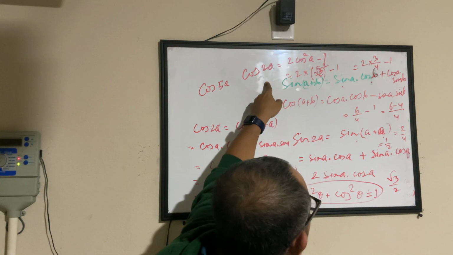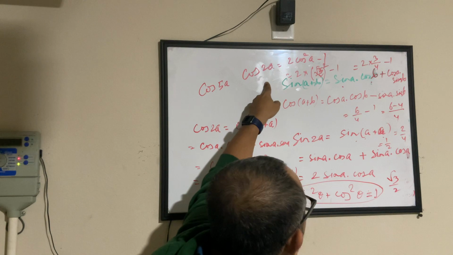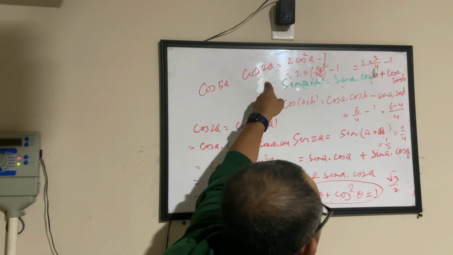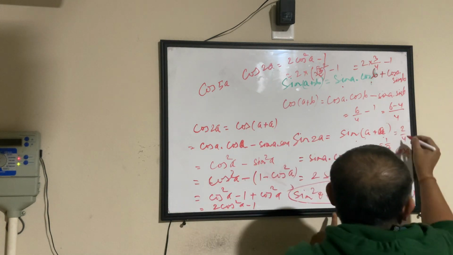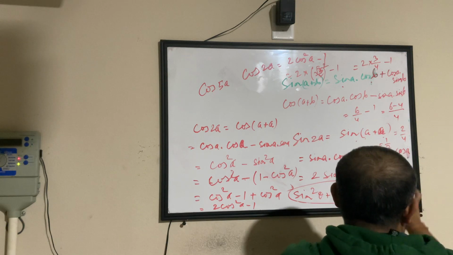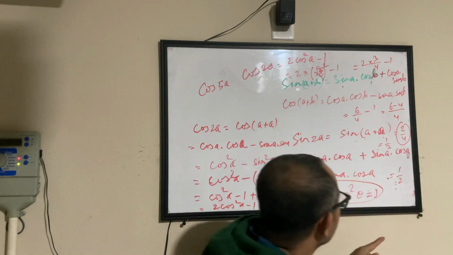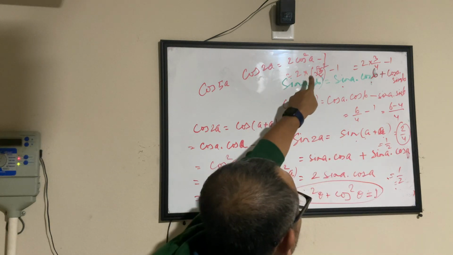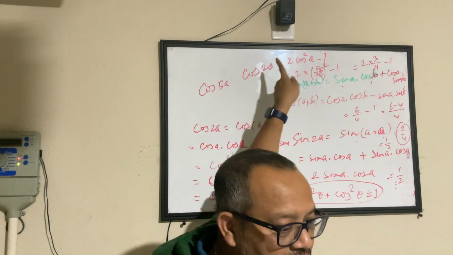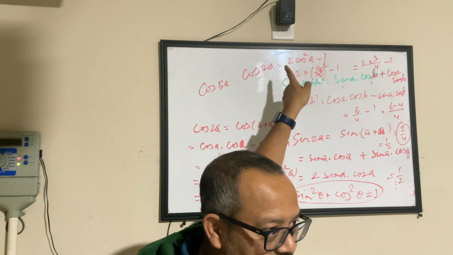Did we get it right? No. Sorry, we got 1 by 2. My bad. That's what I was thinking. How come we got 3 by 2? 2 by 4 gives you 1 by 2. So if you know the value of cos 30 degree, you could derive the value of cos 60 degree.